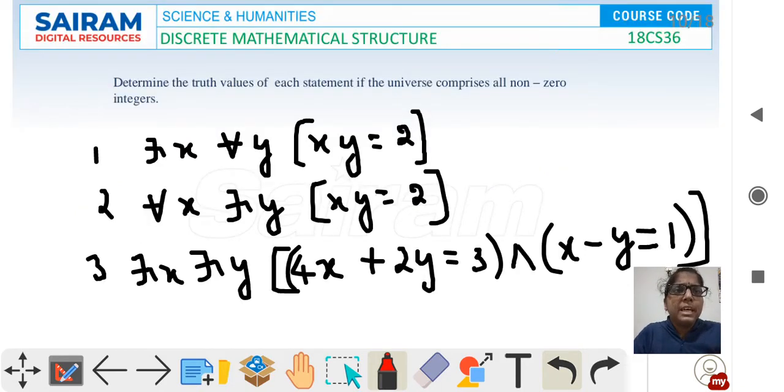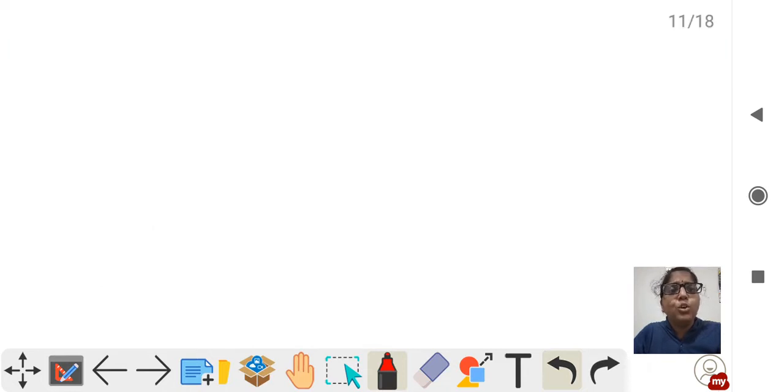So next example, here we are having the universe as non-zero integers. Here all non-zero integers are the universe. Okay, so you can take the values of x and y as non-zero integers only. Okay, so here the first question is: there exists x for all y, xy is equal to 2.